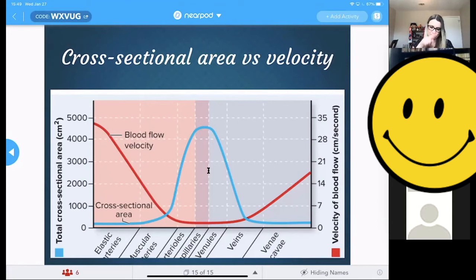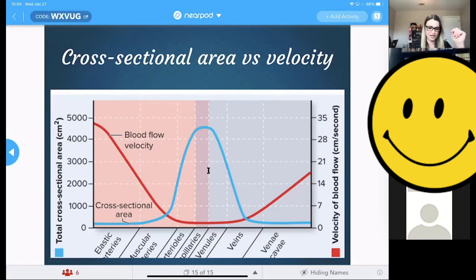You can see if you follow that red line, it's going to be picking up as the veins get larger and larger. But notice that in the veins, the blood flow velocity never reaches as high as what we saw in the elastic arteries. And anybody want to guess why the veins never reach that speed?